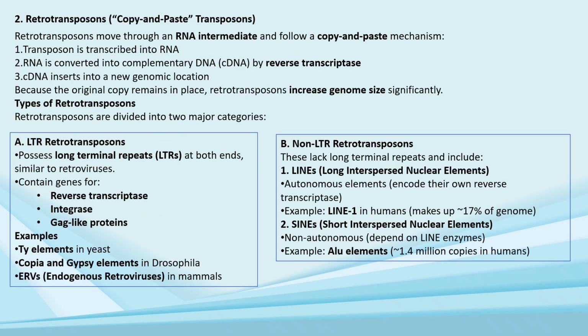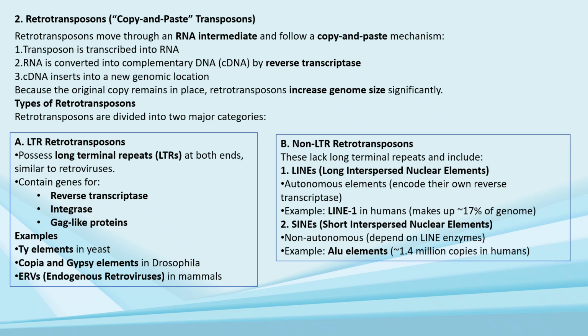Retrotransposons. Retrotransposons move through an RNA intermediate and follow a copy-paste mechanism. Transposon is transcribed into RNA. It's converted into a complementary DNA by the enzyme reverse transcriptase, and the cDNA gets inserted into the new genomic location. Because the original copy remains in place, retrotransposon increases the genome size significantly. There are two types of retrotransposons. One is LTR and the other one is non-LTR retrotransposons.